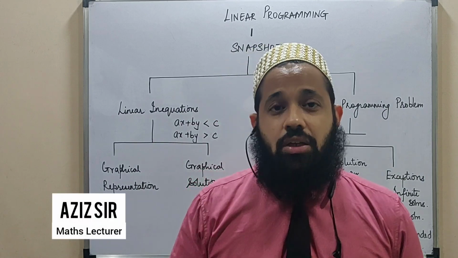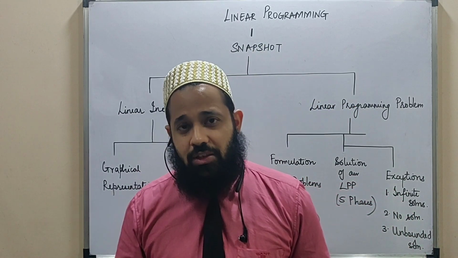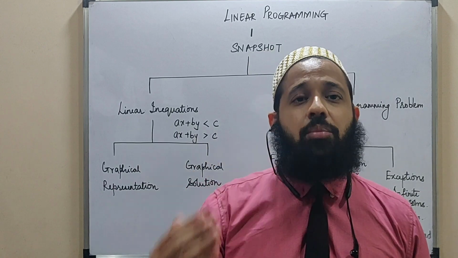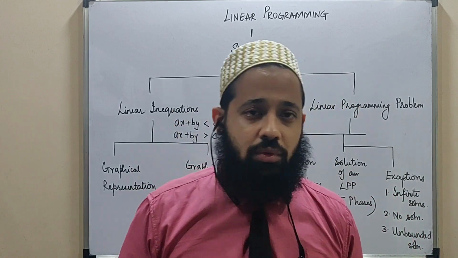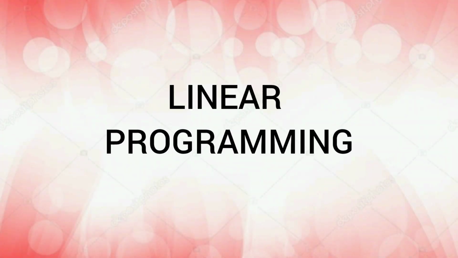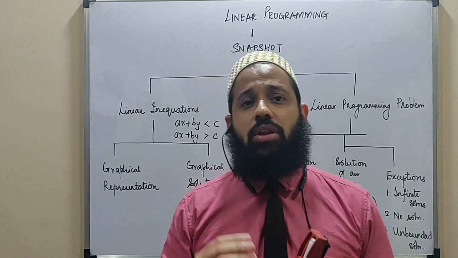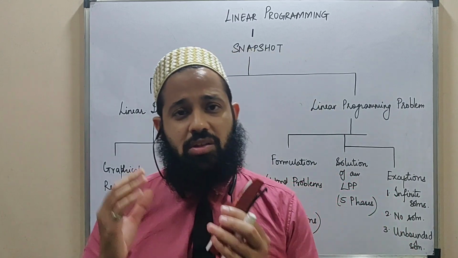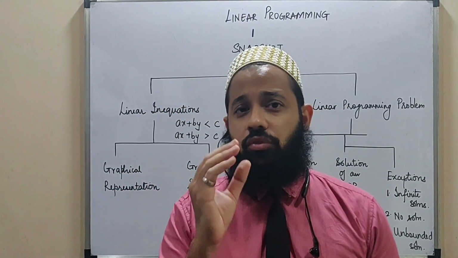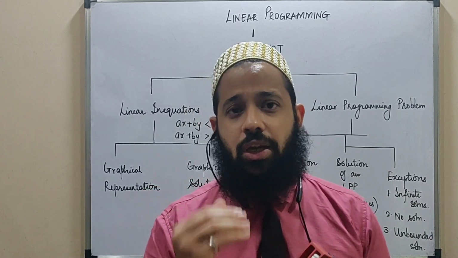Hi guys, the fifth chapter in our series, which is chapter number 7 of your book 1, Linear Programming. This is a relatively easy chapter with a minimum weightage of 4 to 6 marks again in the paper. Now the weightage this year is subject to change.